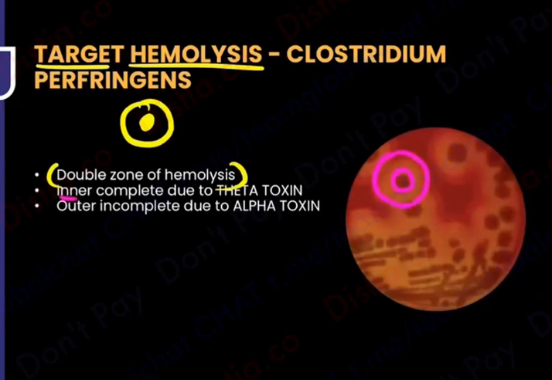So remember, the inner part of hemolysis, which is complete hemolysis, is caused by the theta toxin, whereas the outer one, which is incomplete, is caused by the alpha toxin. So please remember the inner one. Let's erase this. The inner one is going to be caused by the theta toxin and the outer one is going to be caused by the alpha toxin. So just remember that theta fits in the center. So the center one is by theta toxin and the outer one is by alpha toxin. That is the double zone, or the target hemolysis.